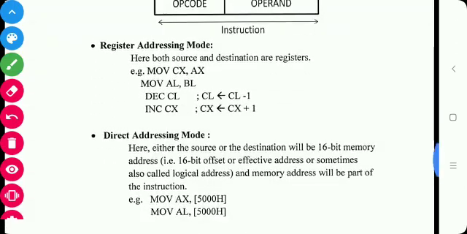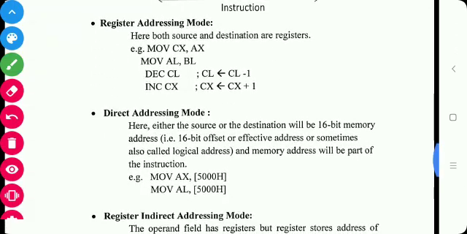The second addressing mode is register addressing mode. In this, both source and destination are 8086 registers. There are various registers in the 8086. So the source and destination are registers of the 8086. For example, MOV CX, AX. Both of these are 8086 registers. MOV AL, BL. Here also both are 8086 registers.